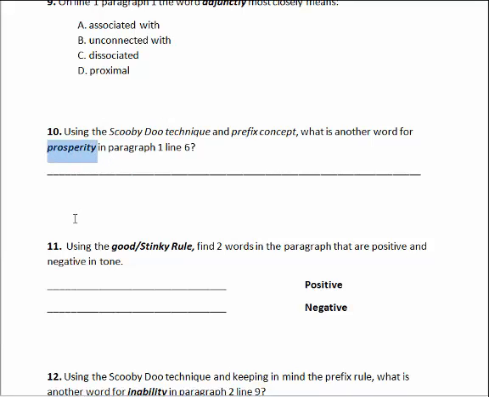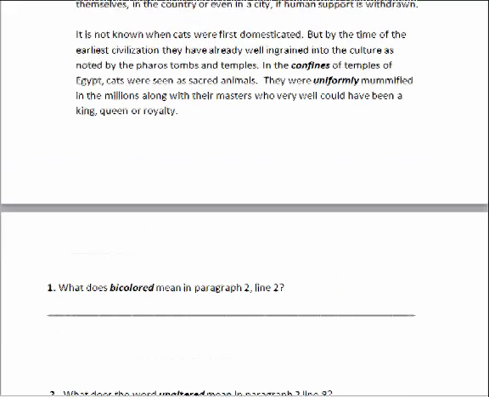On to 11. We're going to use some Scooby-Doo-ness on this one, and we'll do a little bit of good stinky. We're going to go through the whole passage, find words that are positive or negative, and let's go ahead and label them. Let's take a look at paragraph number 1 and 2.